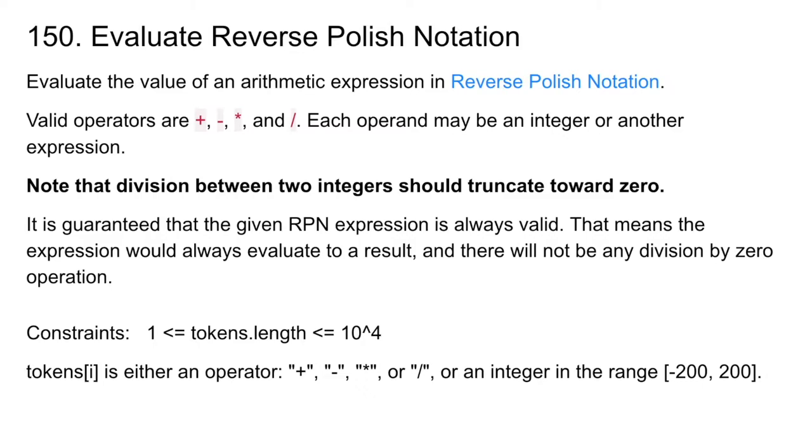Note that division between two integers should truncate towards zero. It is guaranteed that the given RPN expression is always valid. That means the expression would always evaluate to a result, and there will not be any division by zero operation. Let's take a look at some examples.